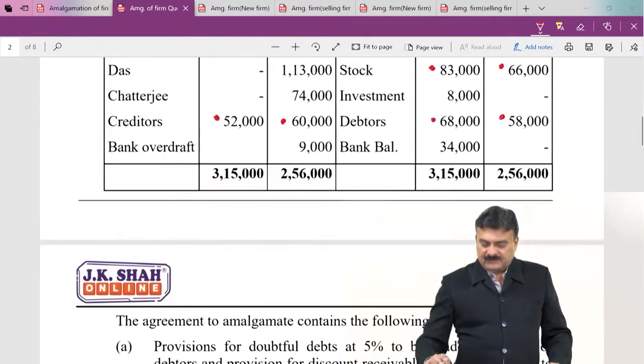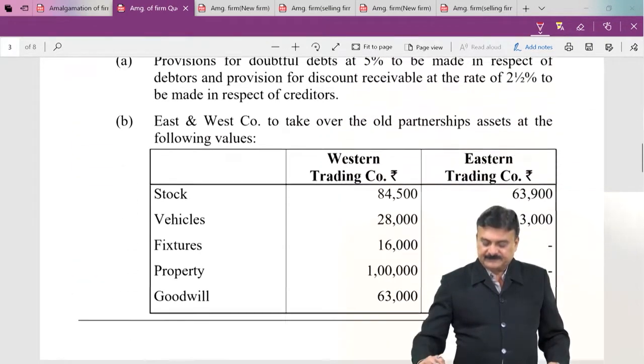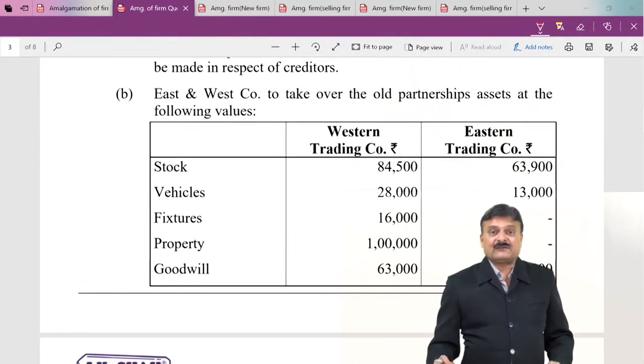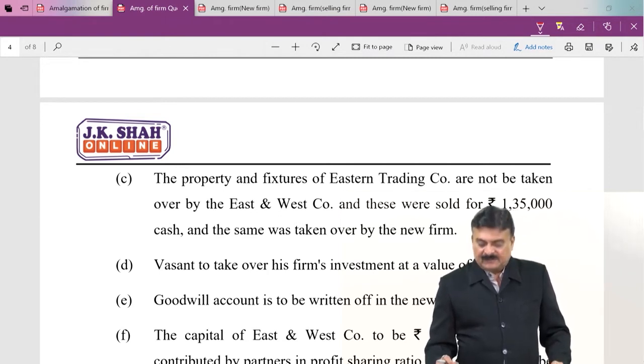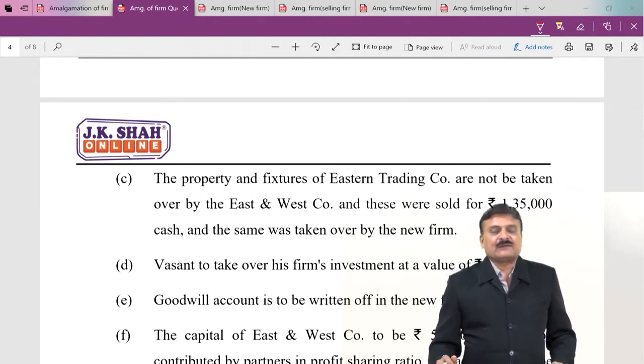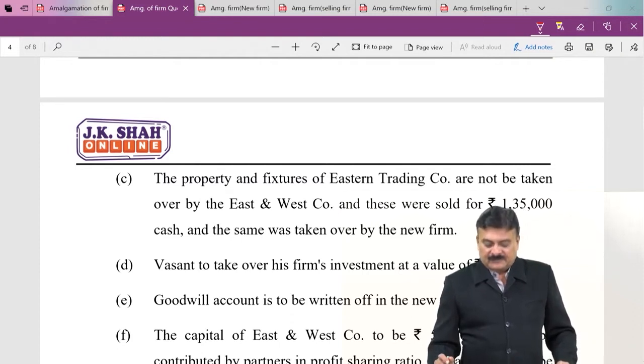Property only of Western 1 lakh, that means property of Eastern is not taken over, and goodwill which is not there in the balance sheet is 63,000 and 45,000. The property and fixtures of Eastern Trading Company are not to be taken over by East and West Company, so not taken over by the new firm, and these were sold for rupees 1,35,000. So, both which were not taken over are now sold for 135 cash, and the same was taken over by the new firm.